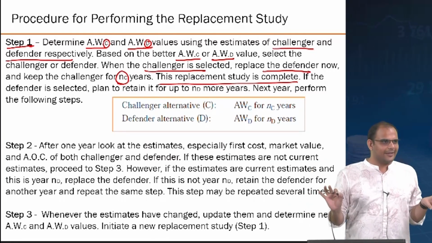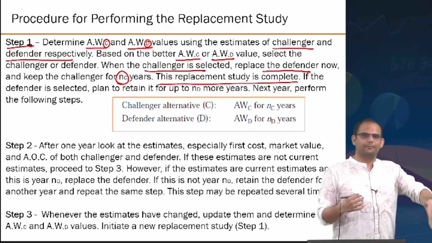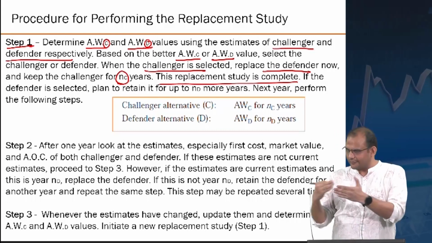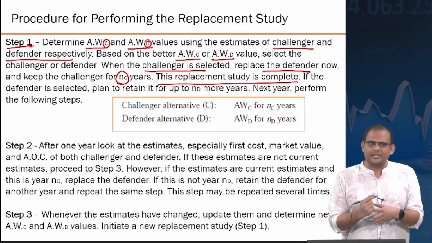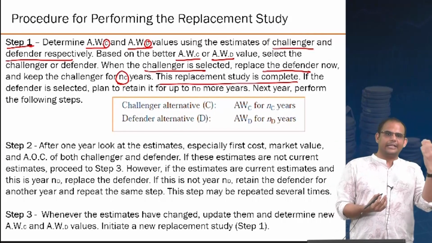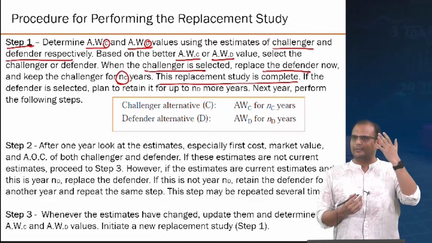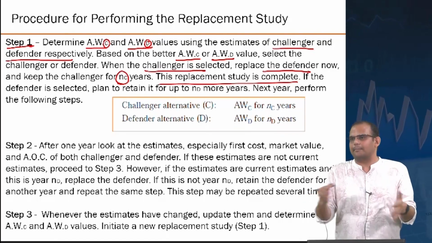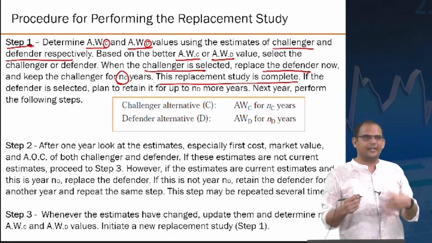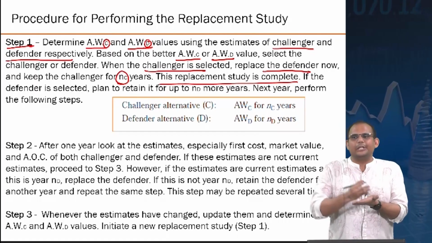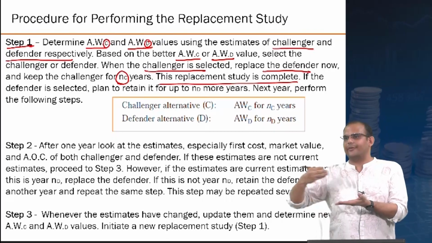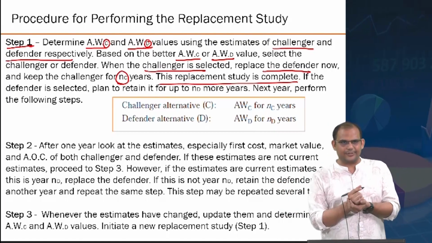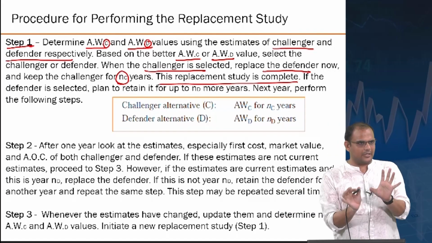Step 1 over. Essentially you are making estimates of both the ESLs. You estimate both their total annual worth for each of these ESLs. You compare the numbers. If you find the challenger's AW is better compared to the defender, you immediately replace, and then this replacement is done, because once you have replaced, this defender is gone out of the question. So you need to keep using this equipment at least for the next NC number of years, which is the economic service life of the challenger. Make sense? Logical?